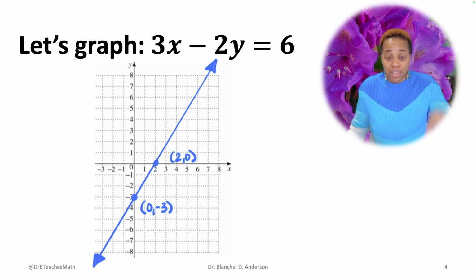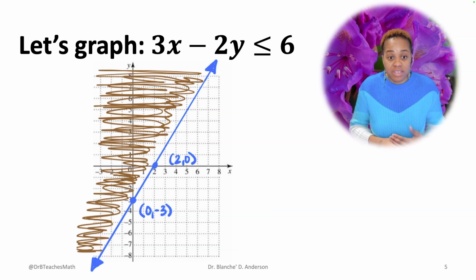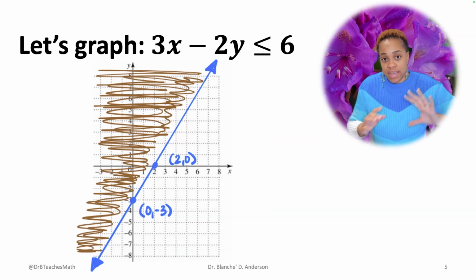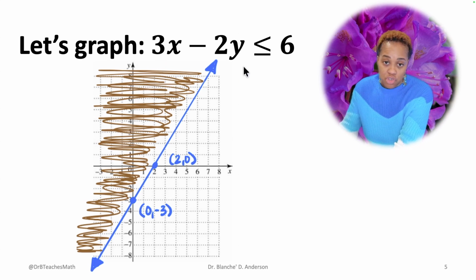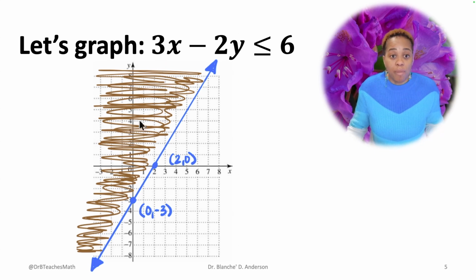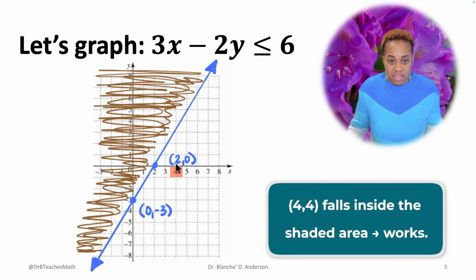So this is what the linear equation looks like. However, if I said graph the inequality, this is what it would look like. So notice that you end up shading on the top side. That means everywhere it's shaded, those are possible solutions for this inequality, 3x minus 2y less than or equal to 6. These are all possible solutions. So remember we said 4. Well, x is 4 and y is 4 is right here. Well, that's in the shaded area.